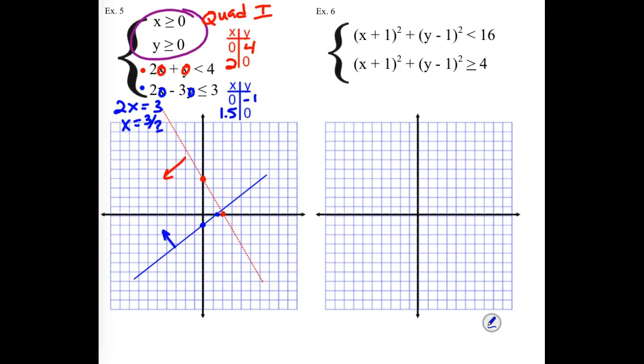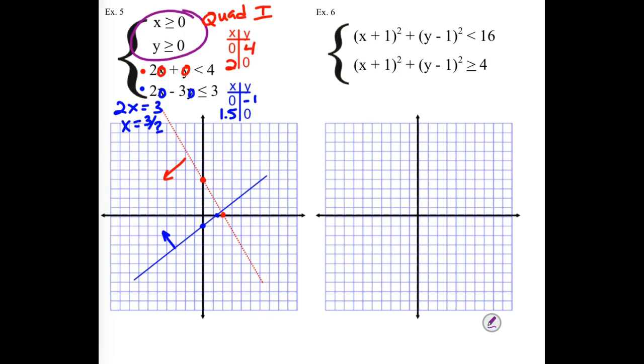So the effect, since we have to be in quadrant 1, we are locked into this region. And now we have to be above the blue and below the red. So we are looking at this little section right in here.